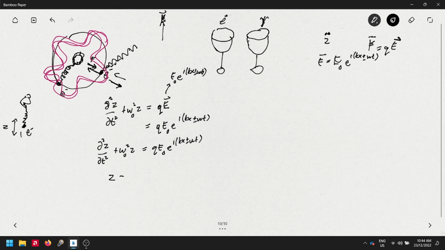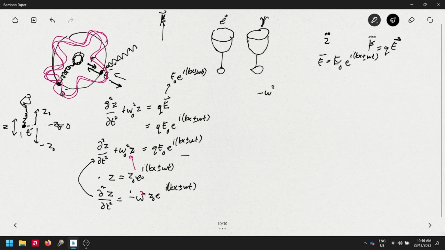So let's say the solution is z equals z naught, where somewhere in the middle here should be 0, and the amplitude is z naught. This is negative z naught e^(i(kx ± ωt)), which gives omega squared z naught e^(i(kx ± ωt)), plus omega naught squared times z naught e^(i(kx ± ωt)). I'm substituting this here into this and then this into this.